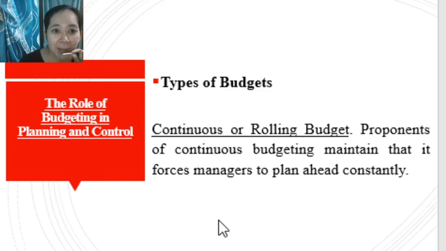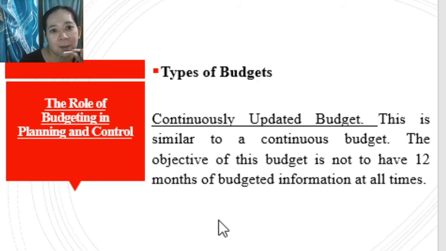So aside from that, however, the proponents of continuous budgeting maintain that it forces managers to plan ahead constantly. Of course they have to, because every month they have to prepare the budget. So another type of budget is the continuously updated budget.